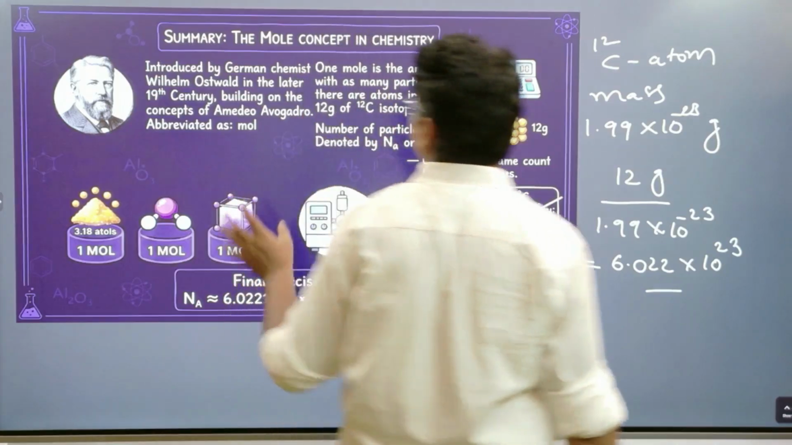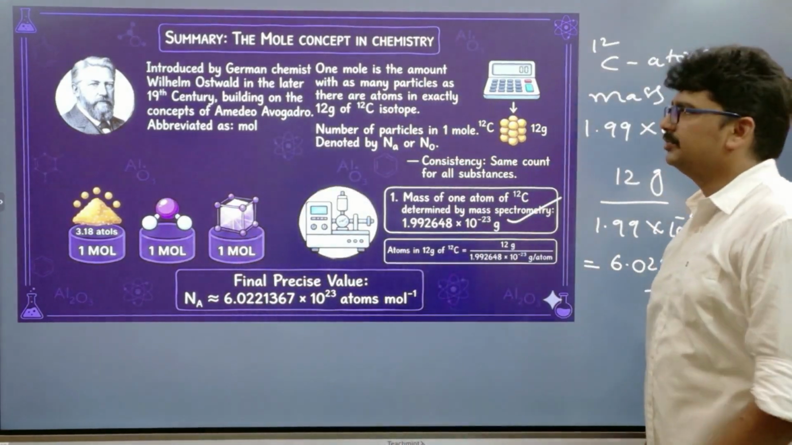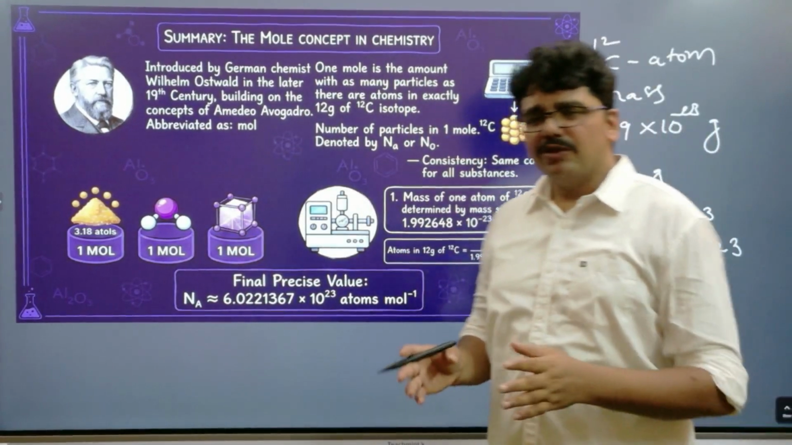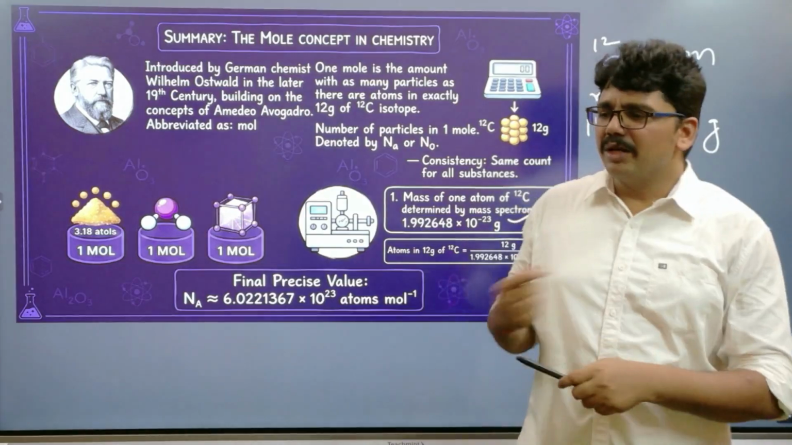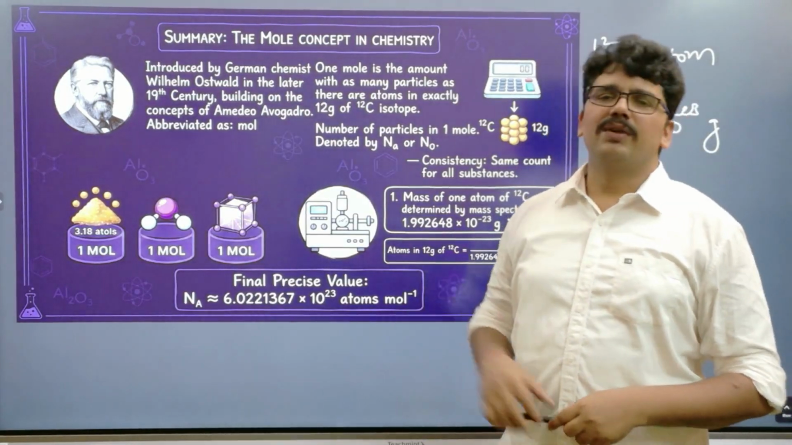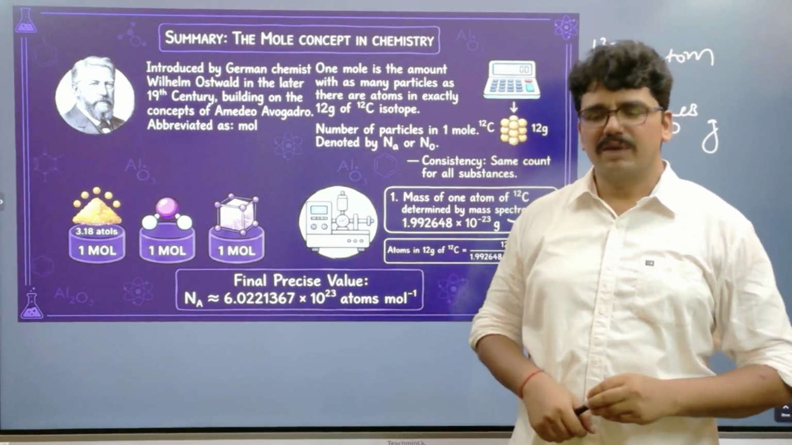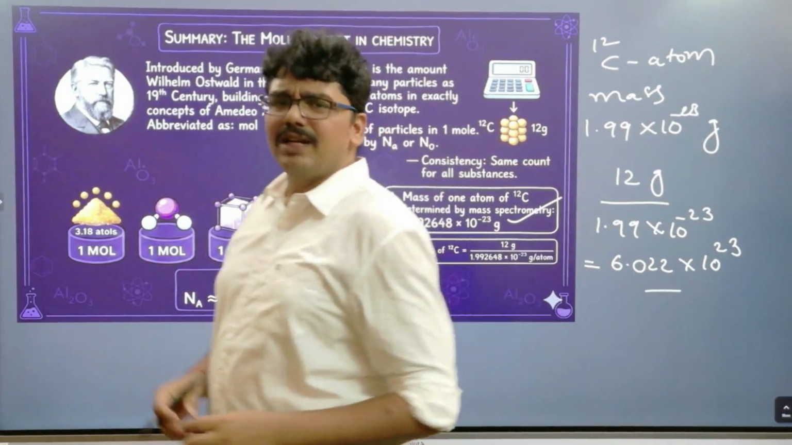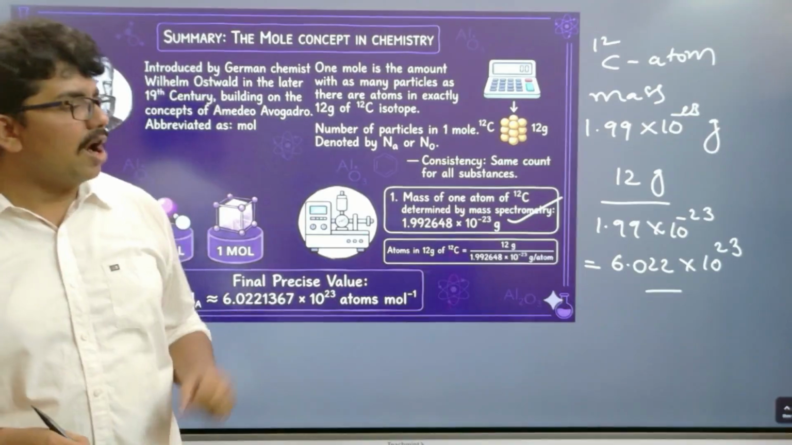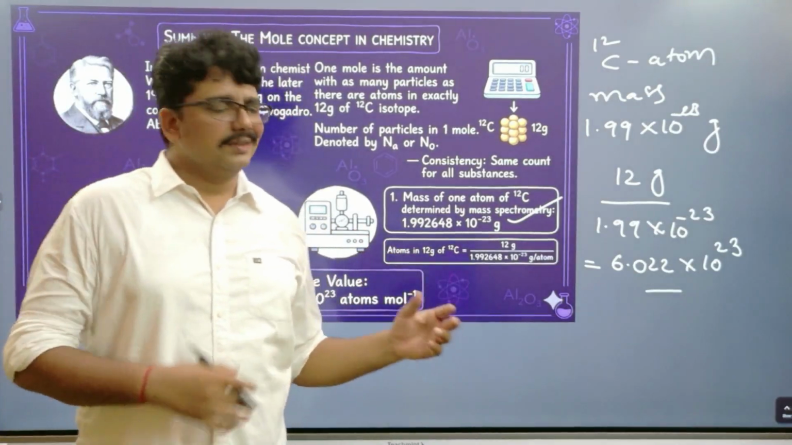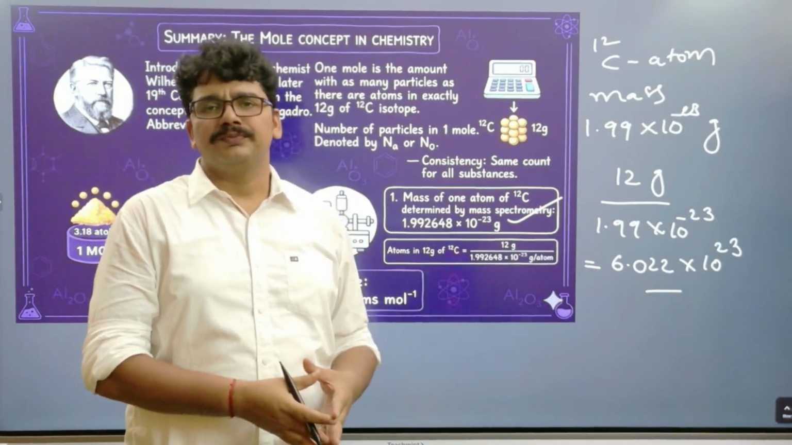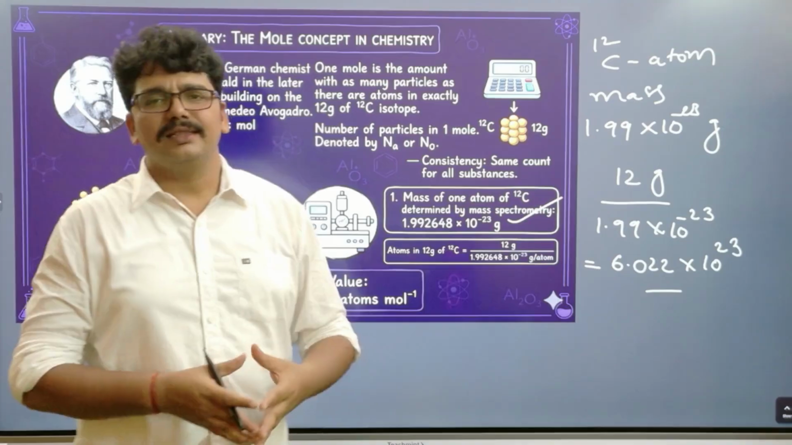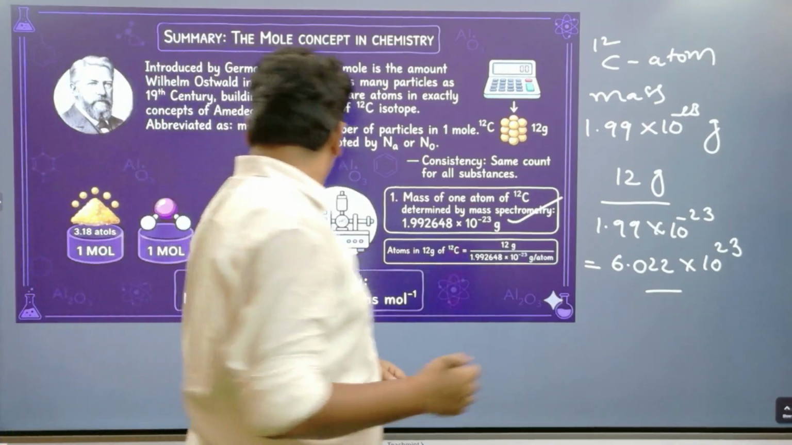Now, coming to the definition of mole exactly. So, mole is the amount of substance which contains exactly same number of particles present in 12 grams of carbon 12 isotope. In 12 grams of carbon 12 isotope, how many atoms are there? The same number of particles are present in mole. That amount of substance is considered as a mole, right?